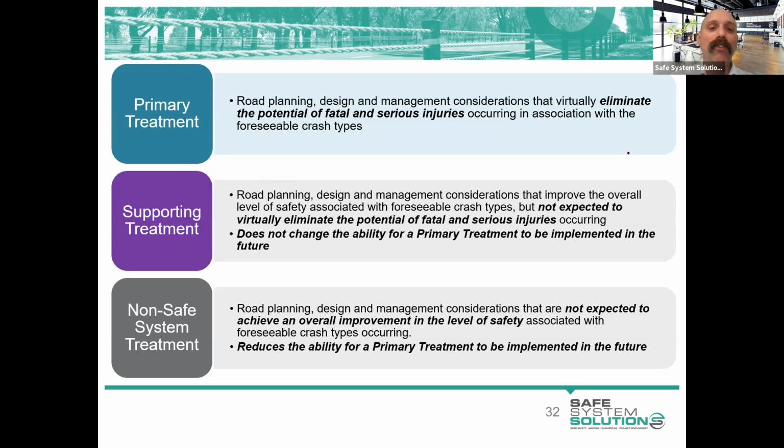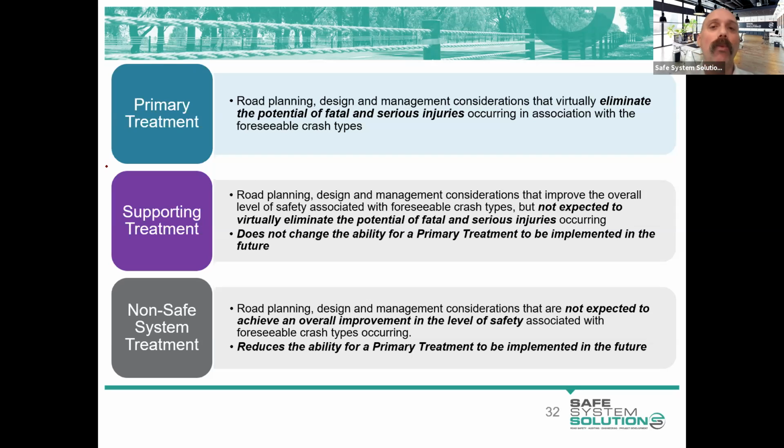Supporting is any of these road planning, design, management considerations that improve the overall level of safety for any foreseeable crash type, but are not expected to virtually eliminate it. And these are a whole lot of things that we've done a lot of in road safety in the past, and we know work, but they don't give us that virtual elimination of crashes. So those are things like signage changes, line marking changes, curb outstands, all great stuff, really good road safety features. But we know if the speed through the intersection is high, even if we've done all of that, the mistakes are still going to happen. The energy is just too high.